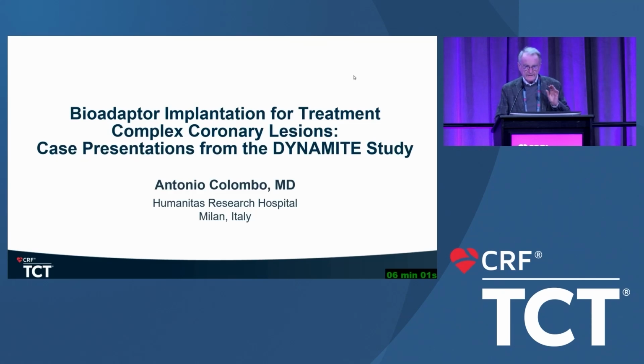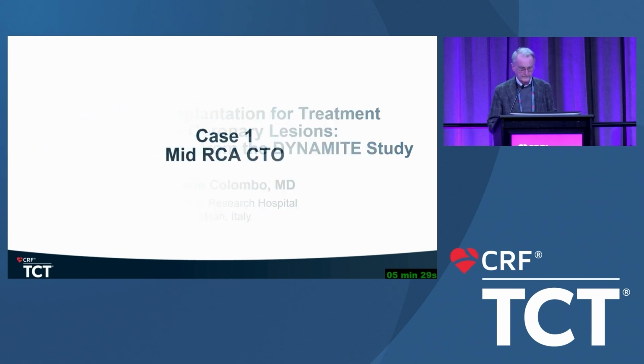So this is a prospective registry that we conducted in Humanitas with the support of Elixir, with an independent core lab by Francesco Prati, only for complex lesions: long lesions, total occlusions, bifurcations, acute coronary syndrome, with OCT as a baseline and repeat OCT at 9 months with follow-up angiogram, of course.